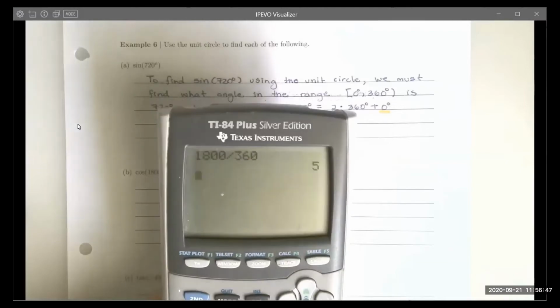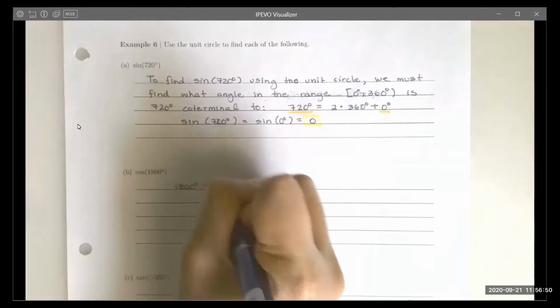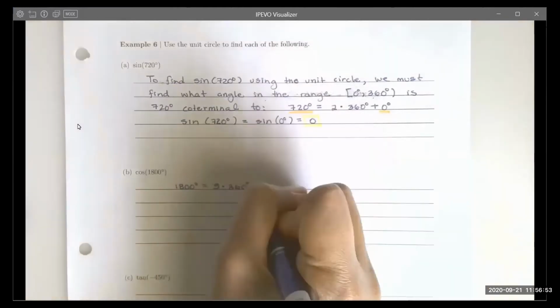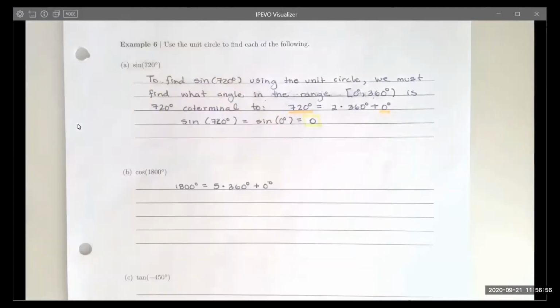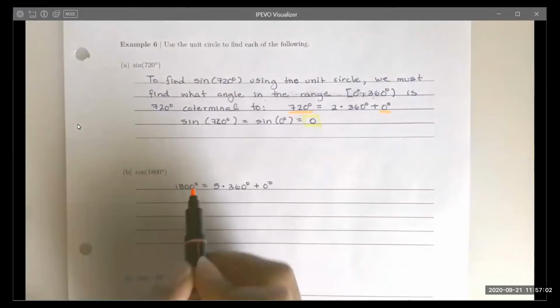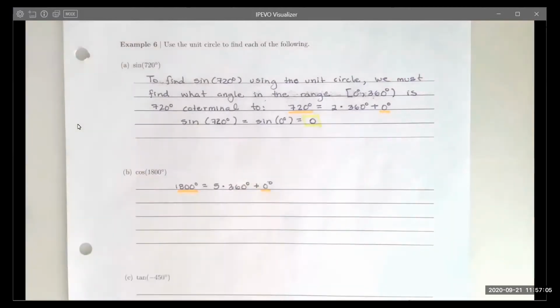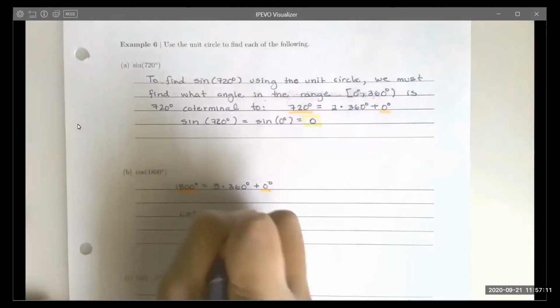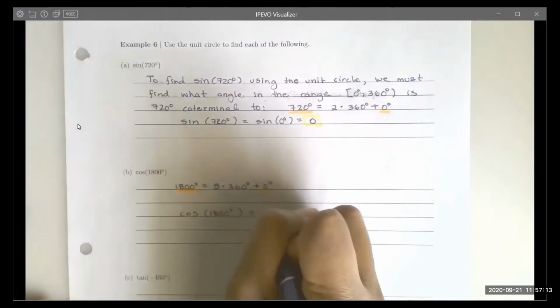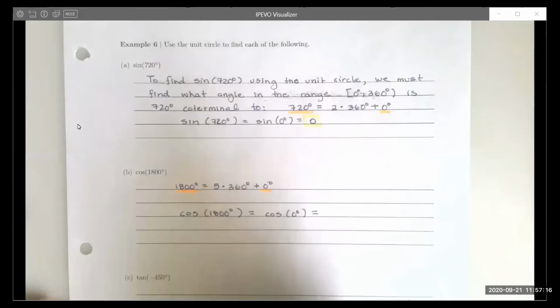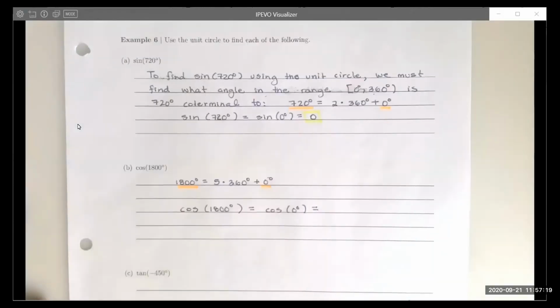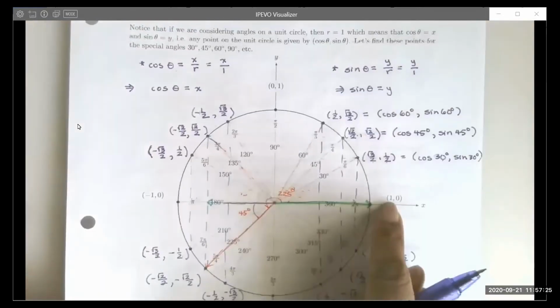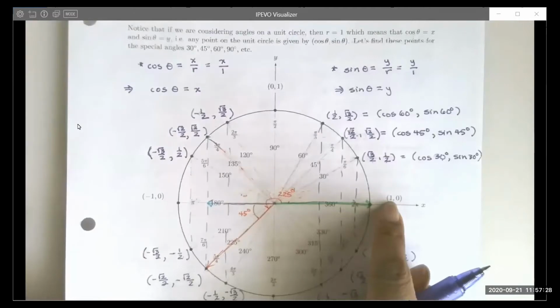So that means that we have 5 times 360 plus 0 degrees. Just like what we got in the previous example, 1800 is going to be coterminal to 0 degrees. And so cosine of 1800 degrees will be equal to cosine of 0 degrees. Now, what is cosine of 0 degrees? Again, let's bring out the unit circle. This is 0 degrees. Cosine is the x coordinate, so that's a value of 1.